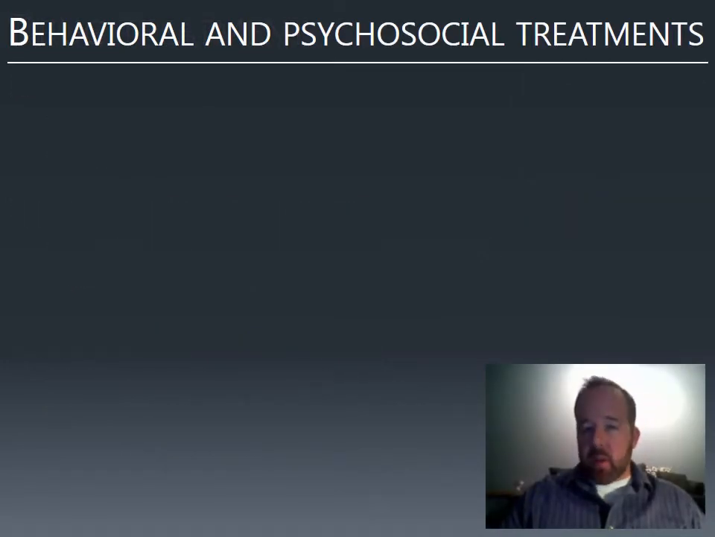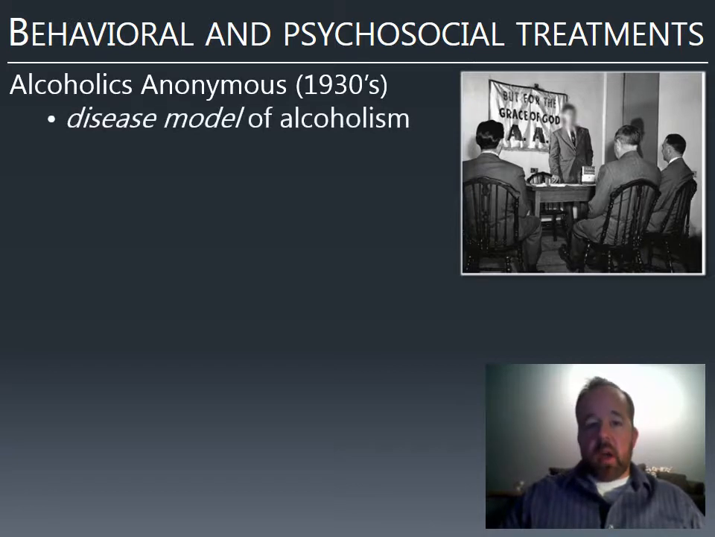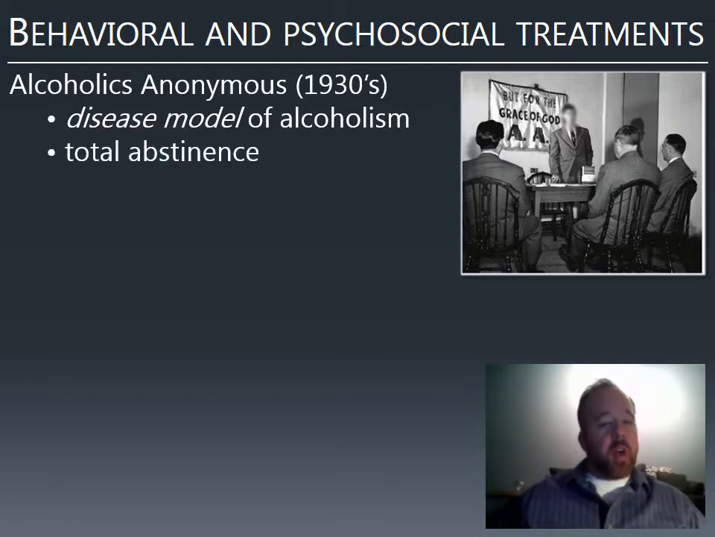So we'll start with the behavioral and psychosocial treatments. The most famous, of course, is Alcoholics Anonymous, which was founded in the 1930s. And this introduced us to the disease model of alcoholism. And we talked about this in our section on alcohol. The idea that alcohol is a disease in some ways, not in others, but in AA it is described as a disease, but as one that can be cured. The emphasis for AA, of course, is total abstinence. So this is that end of the spectrum. That once you are an alcoholic, if you wish to be successful, you can never drink alcohol again.